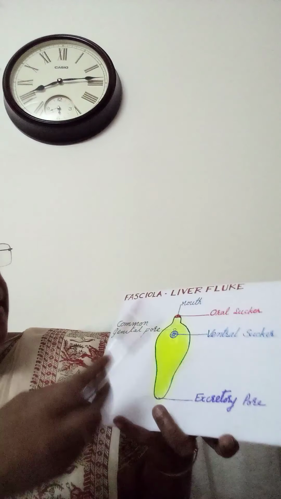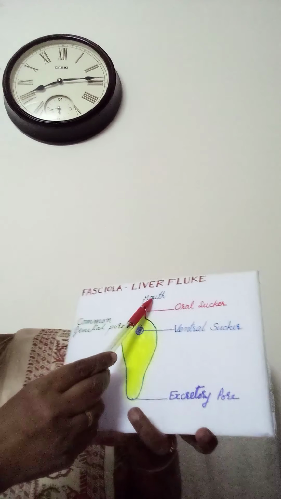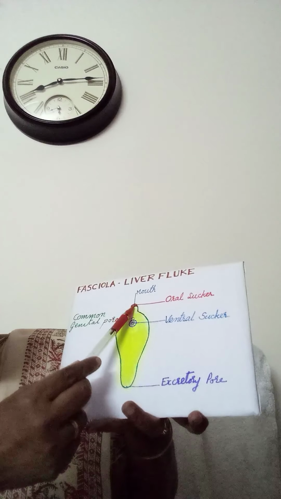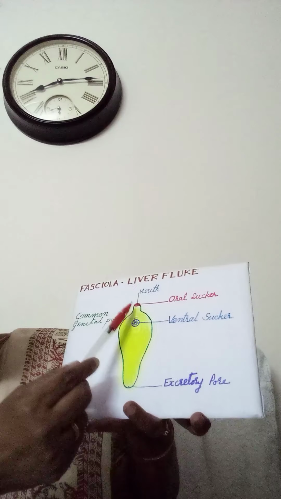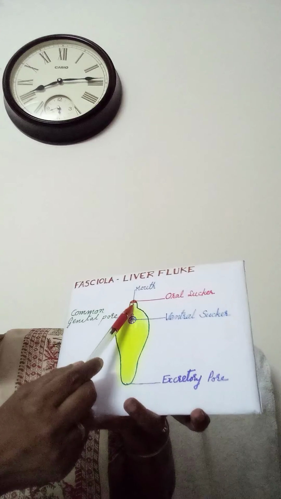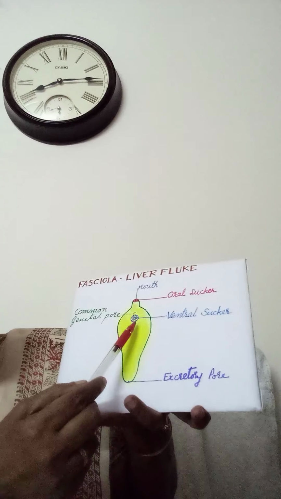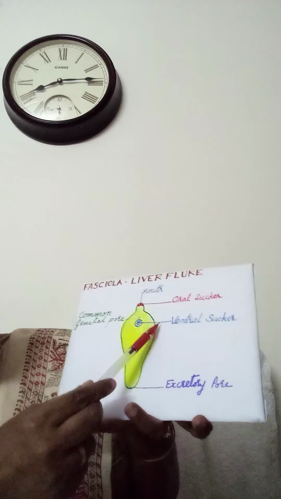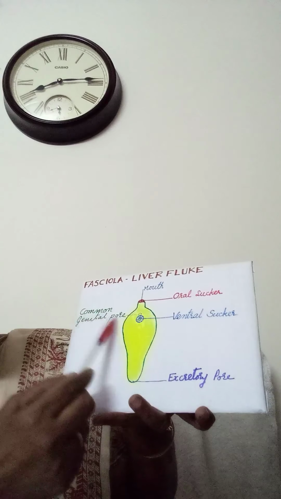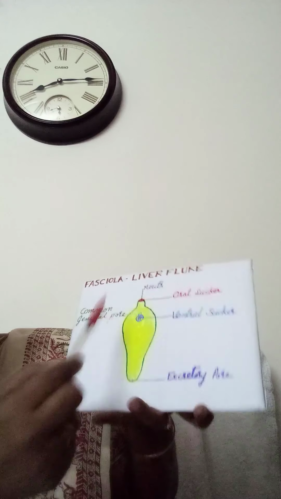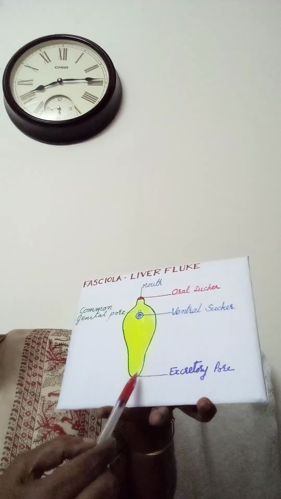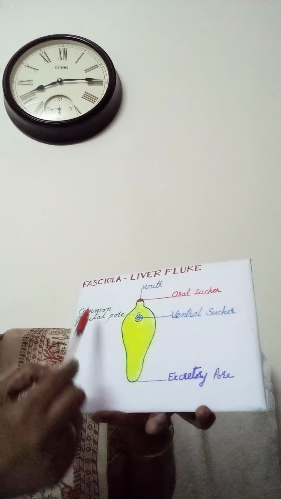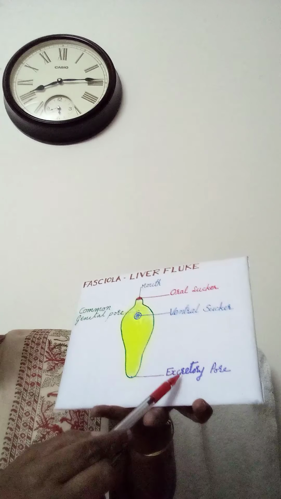Then this is the Fasciola, common name liver fluke. They have 2 suckers, oral sucker and ventral sucker. Oral sucker will be having an opening that is known as mouth, whereas ventral sucker has no opening. Above the ventral sucker, there is a common genital pore, and here also another pore, that is the excretory pore. So 3 apertures are there, mouth, common genital pore and excretory pore.